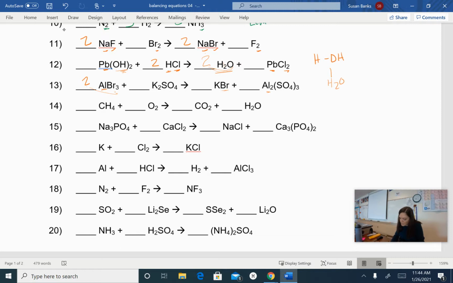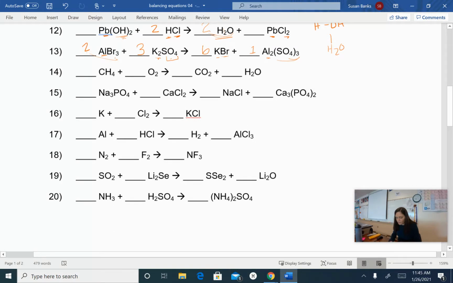I need 1 times 6 gives me 6, so I need to put a 6 here. Okay, 2 potassiums. I've got 6 potassiums here. So 6 divided by 2 gives me 3 potassiums. And then I've got a sulfate group here. I've got 3 of them now, 3 times 1. And I've got 3 sulfate groups here. So yeah, that's going to be a 1. You can put it there, or you can just leave it blank because 1 is always going to be implied.